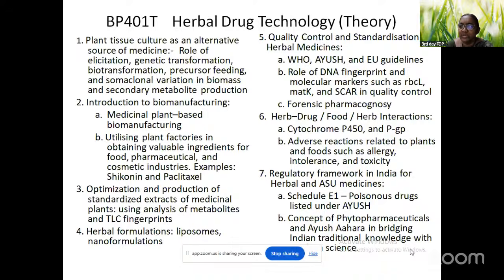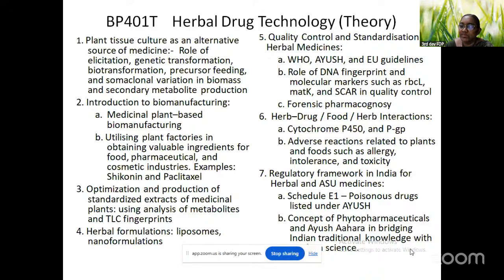So in the previous ones, we have studied only a list of food or the herbal materials. So what are those interactions? In addition to that, he has added the cytochrome P450 and the P-gp and adverse reactions related to the plants along with the food, which are the allergy, intolerance, and toxicity. So these are the additional topics on the interactions.